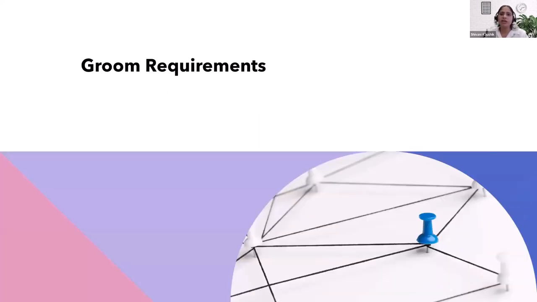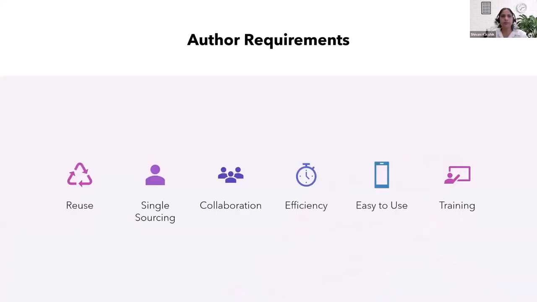Groom requirements. You must groom the requirements to achieve the end goal. You should know what all you aim to achieve. First of all, author requirements. You need to first of all think about yourself. As authors, what is most important to you? Is it reuse? Do you want to reuse a lot of content across products? Is it single sourcing? Do you want to create multiple outputs and documents for various customers from a single source?